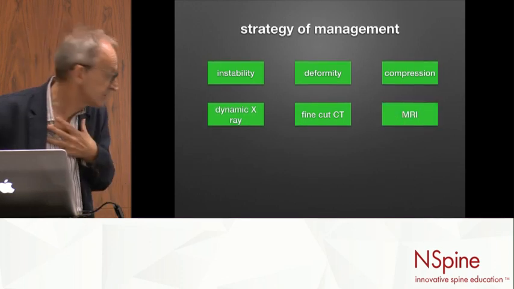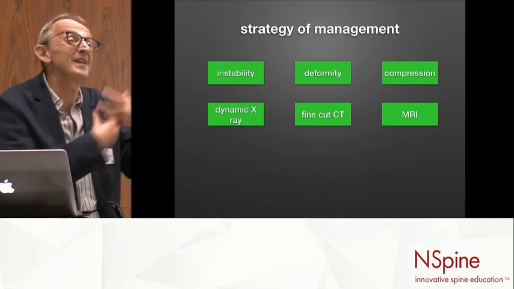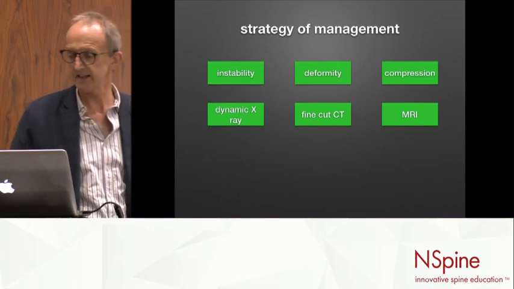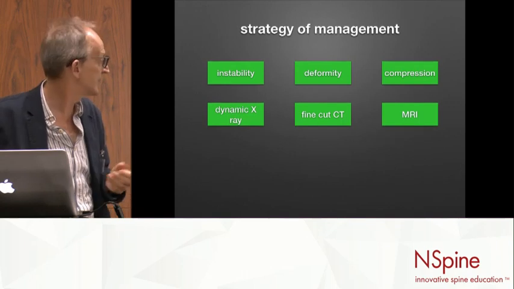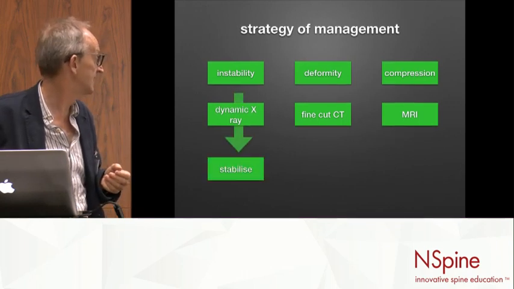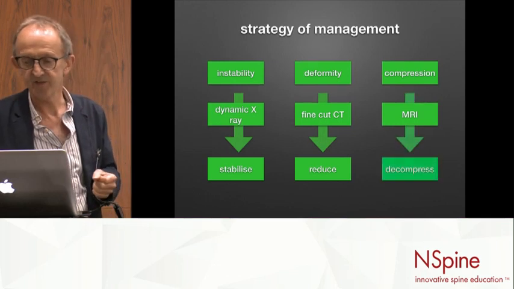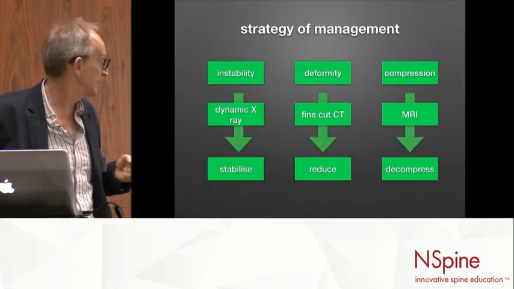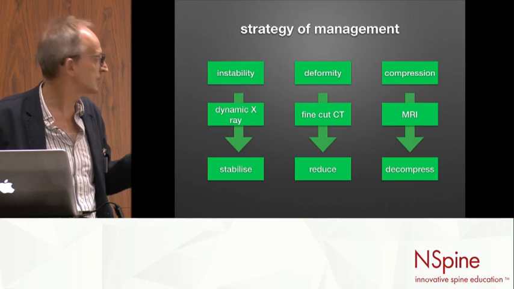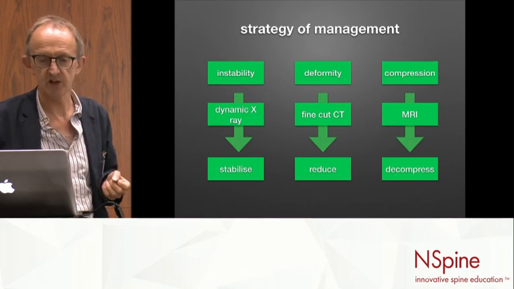And obviously, as neurosurgeons, one's often wanting to look at what the effect of these abnormalities is on the neuraxis, and obviously for those one needs an MRI scan. And then, on the basis of whichever of these we find, that starts to define our strategy of management.